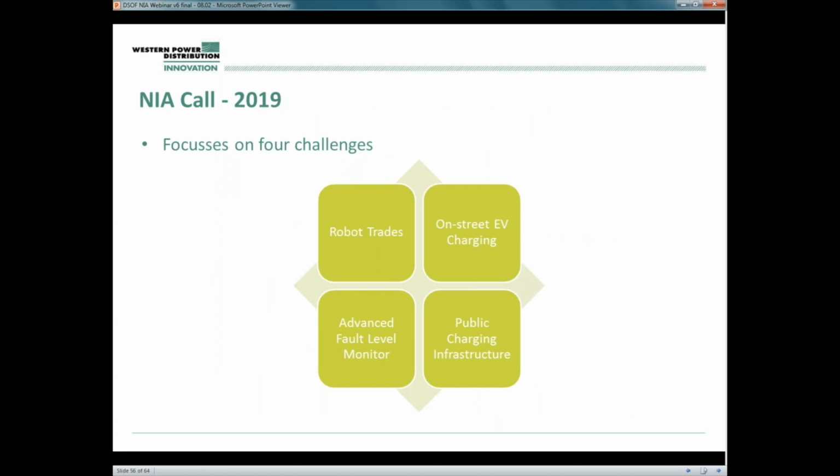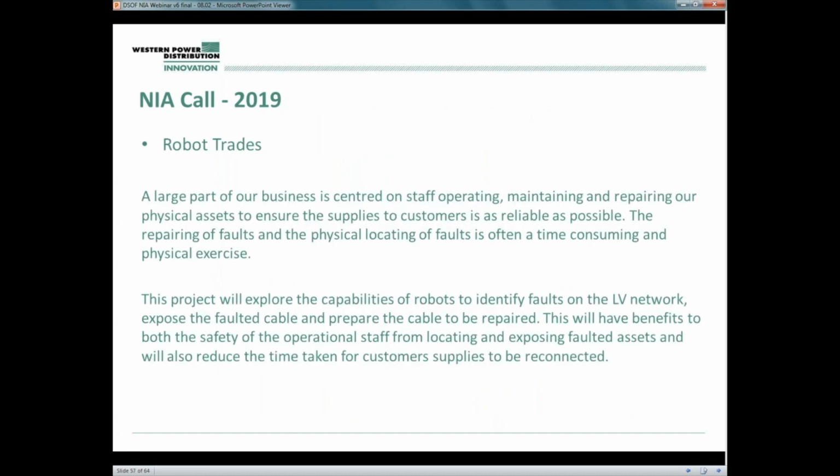So the specific 4 challenges that we have are robot trades, on-street EV charging, advanced fault level monitor, and public charging infrastructure. I don't propose to read through the slides, but just to give a general overview of the 4 challenges that we're looking for.